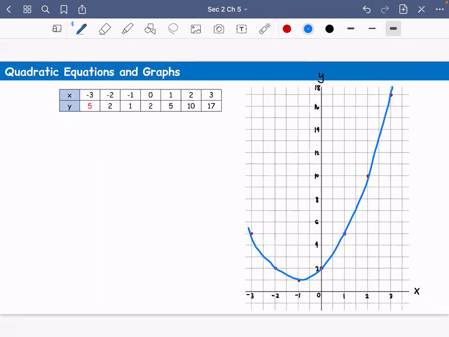Okay. Now, class, let me ask you one question. Okay, where do you think is the minimum point? Where's the minimum point? What's the coordinates of your minimum point?